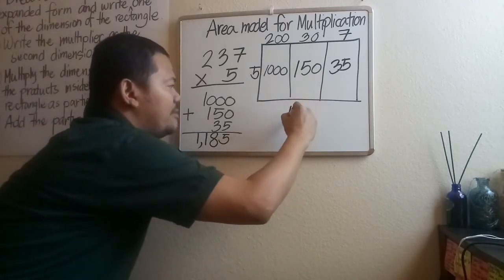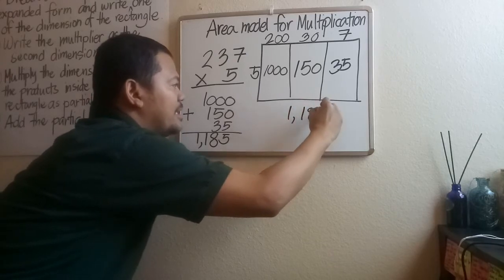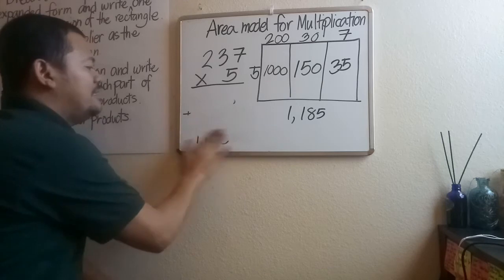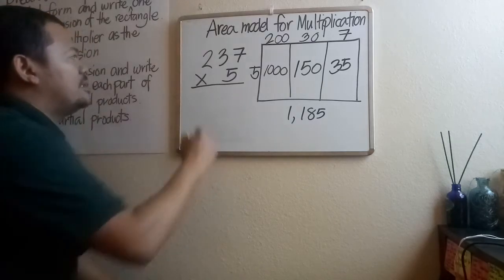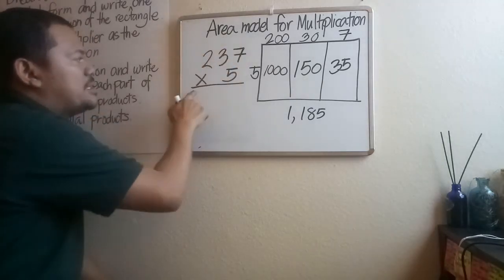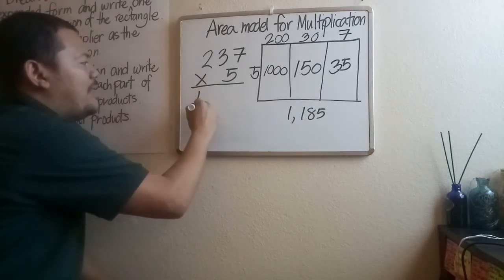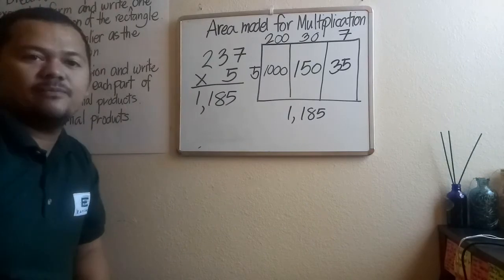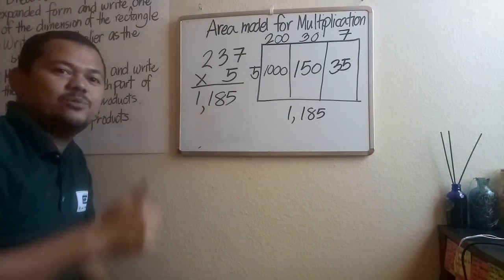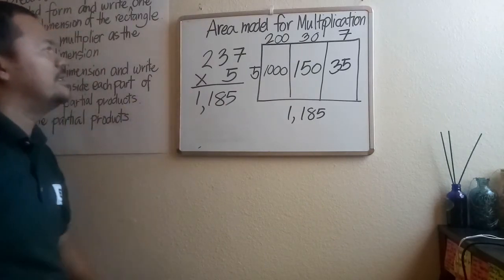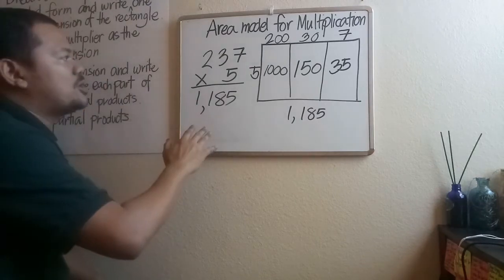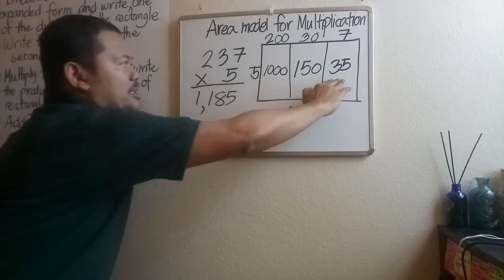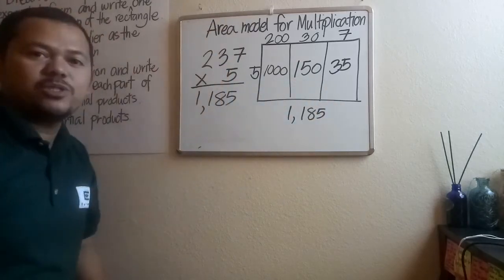So write your answer here, 1,185. And you write your answer. 237 times 5 is equals to 1,185. There you go. Who got the correct answer? Very good. So this is how you're going to use area model and partial products to solve multiplication.